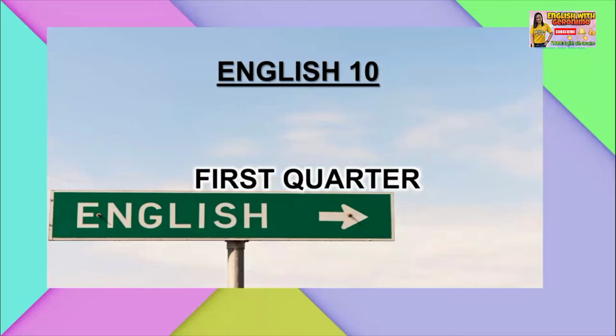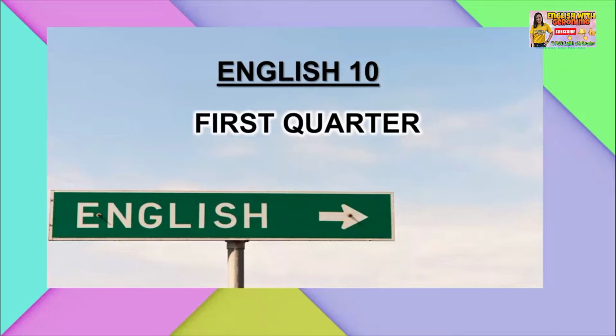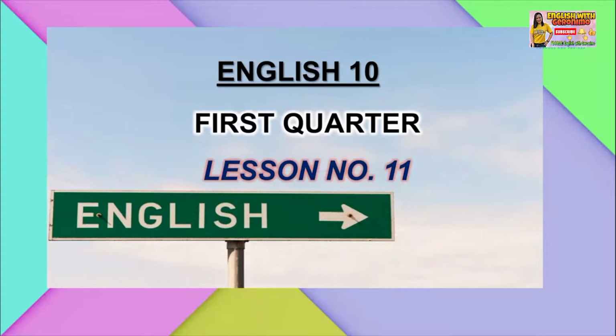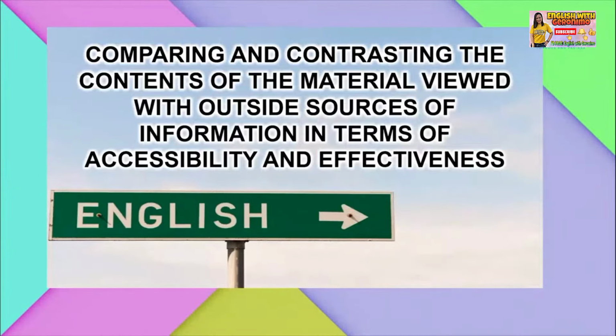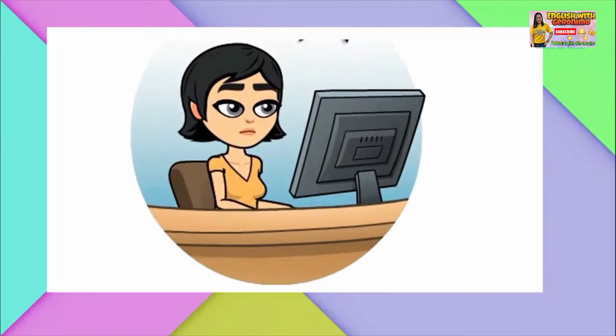We are in the first quarter of our set of lessons, and I hope everybody will delight in learning today with lesson number 11. Comparing and contrasting the contents of the material viewed with outside sources of information in terms of accessibility and effectiveness. You may have experienced or seen somebody play online games.